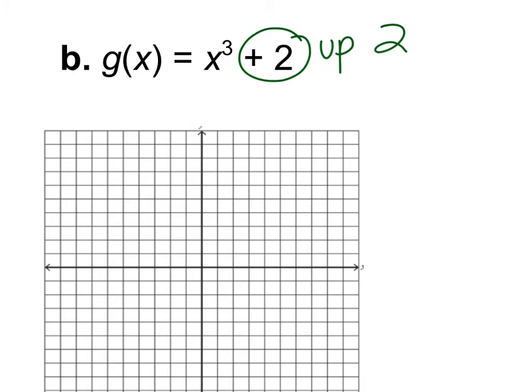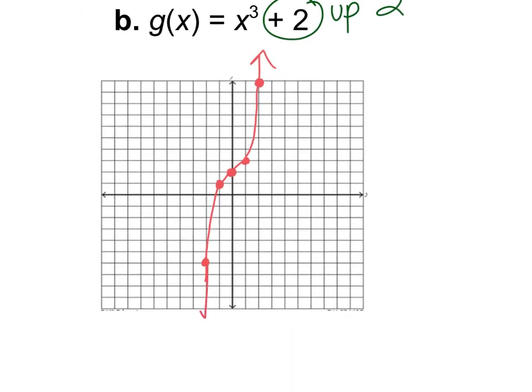So instead of 0, 0, I'm going to move that up 2. Instead of 1, 1, I'm going to move it up 2 to 3. Instead of 2 being at 8, I'm going to move it up 3 to 11, or sorry, up 2, sorry, to 10. And then instead of -1 being at -1, we're going to move that up 2. And then instead of -2 being at -8, we're going to move it to -6. So there's all of our points that we previously had, just moved up 2 units, and then I can still connect it like a nice curve. Okay. So even if you can't copy and paste, it's not difficult just to move your points up 2.